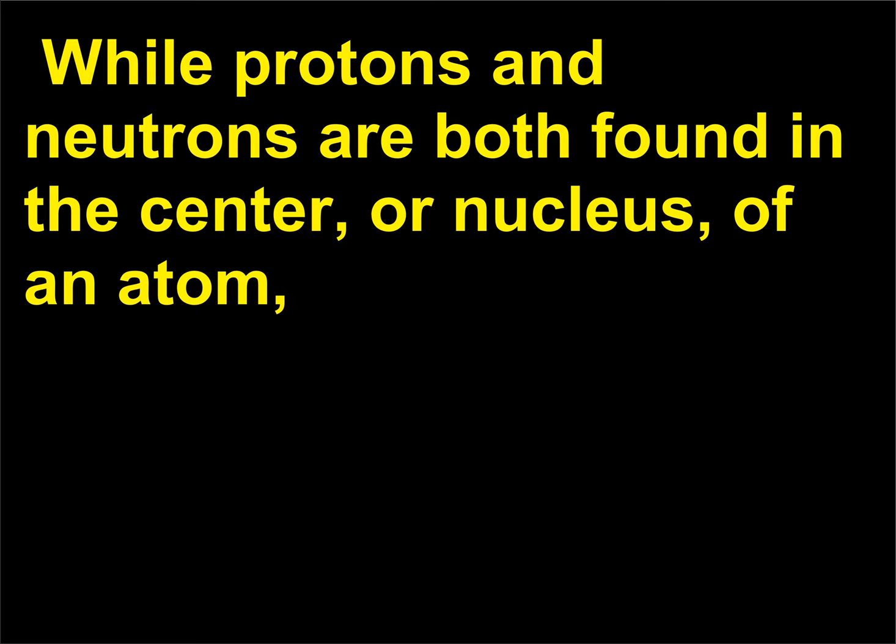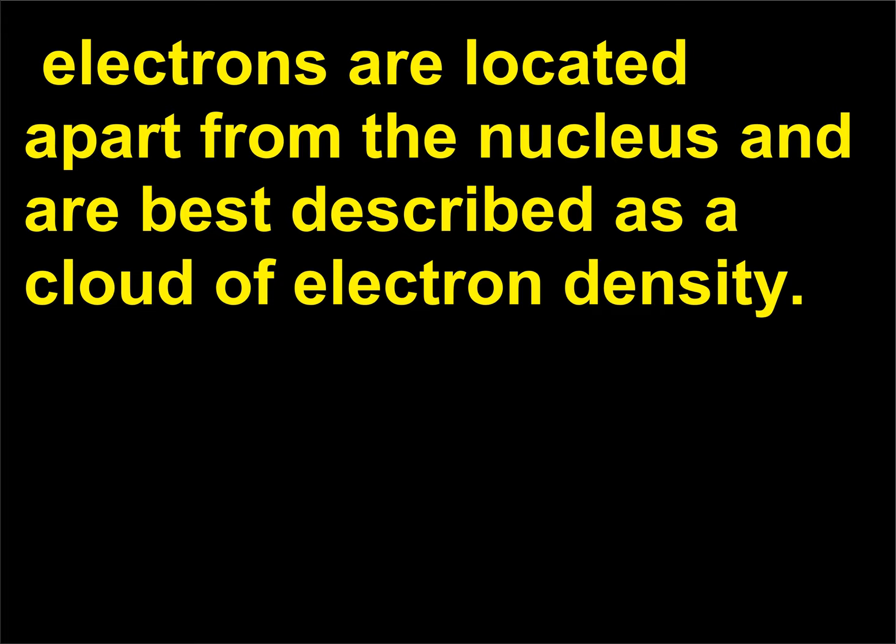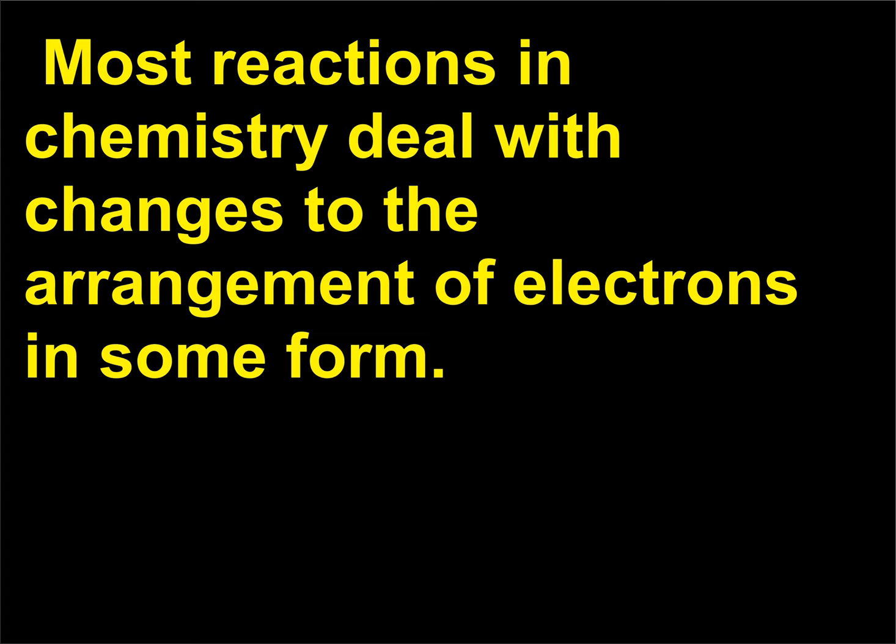Protons and neutrons are both found in the center, or nucleus, of an atom. Electrons are located apart from the nucleus and are best described as a cloud of electron density. Most reactions in chemistry deal with changes to the arrangement of electrons in some form.